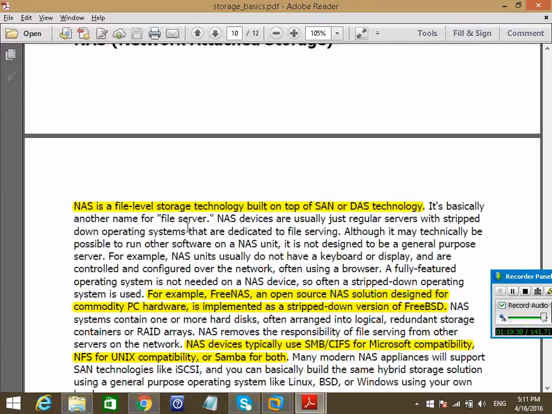So NAS devices are usually just regular servers with a stripped down operating system that is dedicated to file serving. Although it may technically be possible to run other software on a NAS unit, it is not designed to be a general purpose server. For example, NAS units usually do not have a keyboard or display and are controlled and configured over the network, often using a browser. A fully featured operating system is not needed on a NAS device.